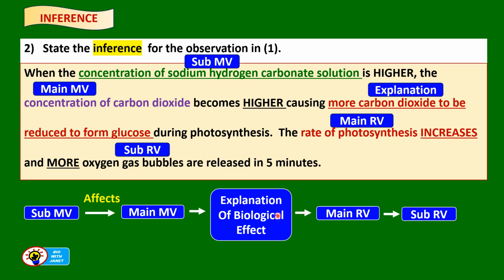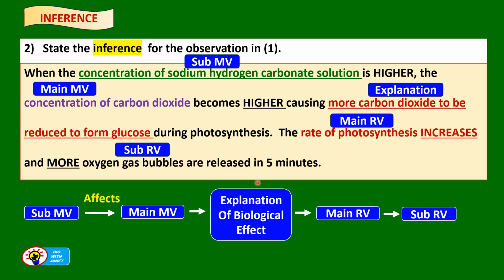Because carbon dioxide is needed, it is reduced to form glucose, and oxygen is a byproduct. So when the main RV, the rate of photosynthesis, increases, this will cause more gas bubbles to be released in 5 minutes due to the higher rate of photosynthesis, and the oxygen gas is released as a byproduct.